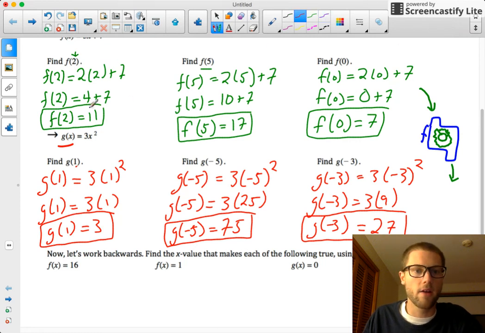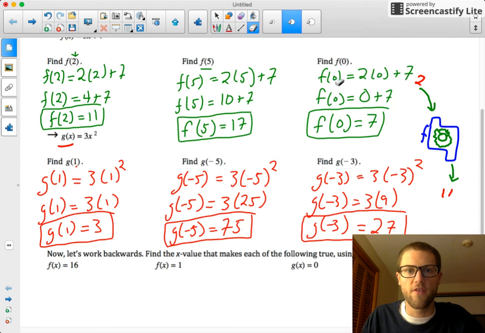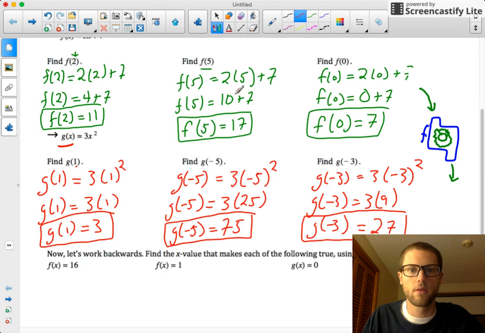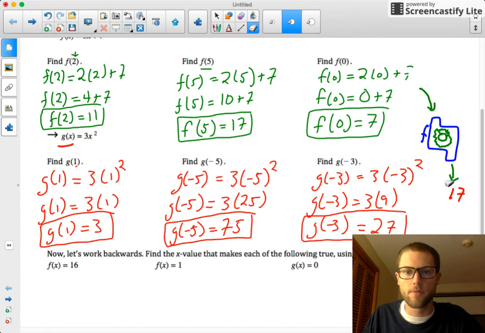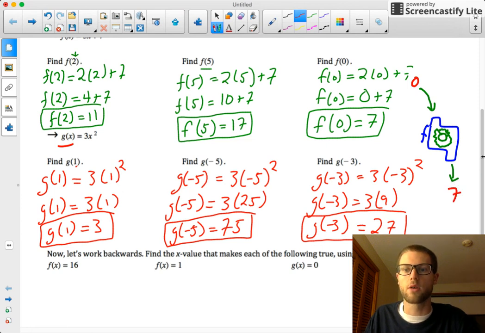That's what I want to name this machine. And if we look back at all these situations here, all these different examples, if we plug in a 2 in our machine, F, it's going to do something inside, it's going to follow a certain rule, and out comes an 11. If I were to take this same machine and input a 5 in here, it's going to do something, it's going to follow a certain rule, and out comes a 17. And finally, if I were to input a 0 into this machine called F, what we've just found is that it's going to do something inside this machine, and out will come a 7.